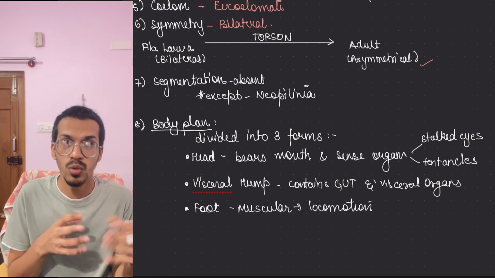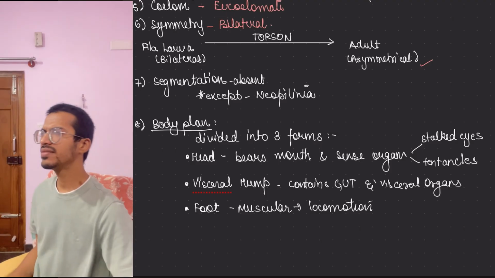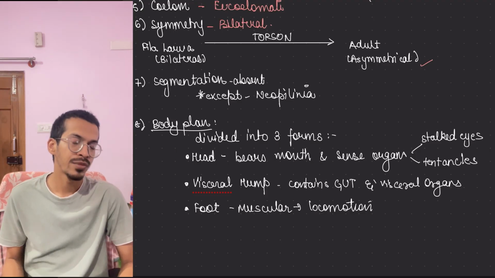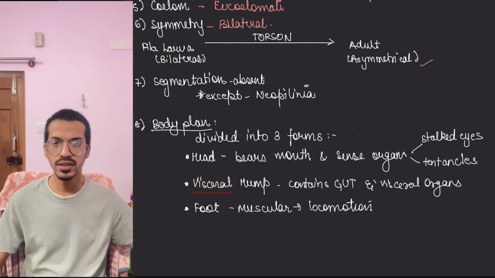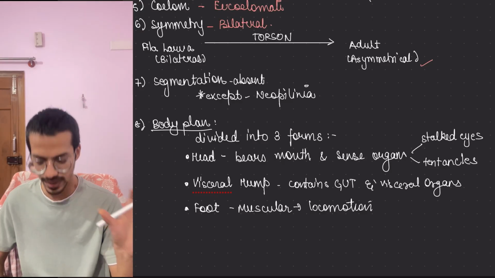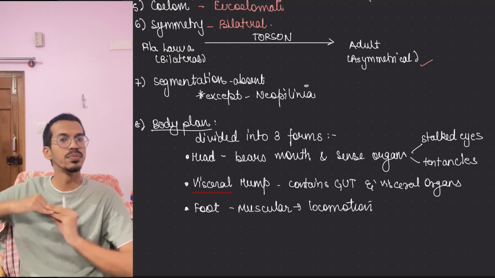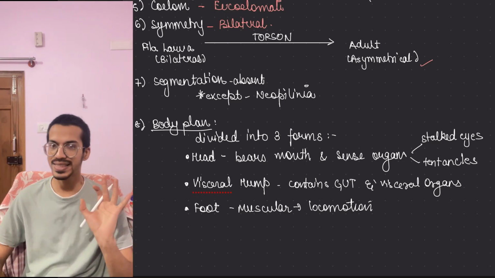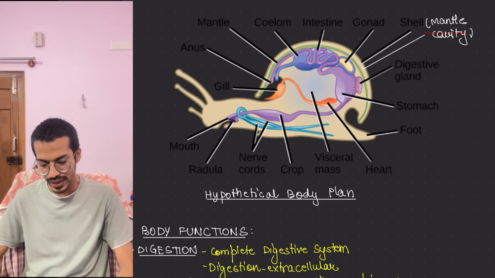Next is the visceral hump. What is a visceral hump? Hump means a certain kind of elevation. You might have seen that certain people have a hump at the back. Similarly, at the back all the gut and visceral organs are present. Moving on, the last is the foot. The foot is a muscular structure through which it moves. You have seen a snail; the snail is one example. It looks like that.